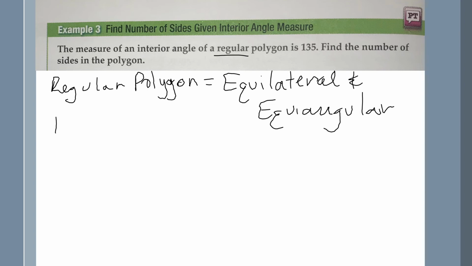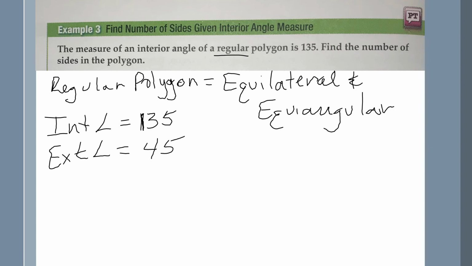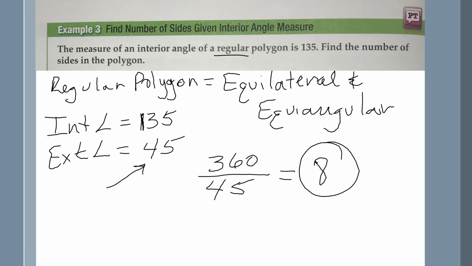So if interior angle equals 135, then the exterior angle would have to be equal to 45, right? Because they must add up to 180. They're supplemental angles. So if I want to find the number of sides in the polygon, I would take 360 divided by 45. And 360 divided by 45 is 8. So the number of sides that you would have is 8 sides. So that's the number of sides. Divide 360 by the exterior angle measurement.